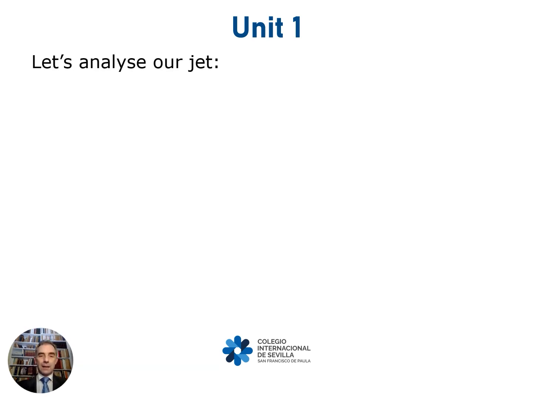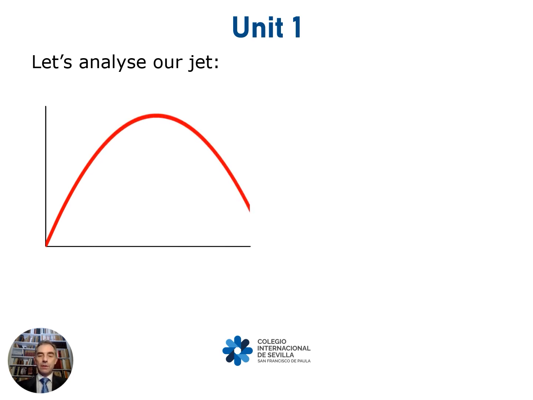Let's now analyze our jet. We will draw an enlarged version of the scheme on the previous slide. First of all, we need to define the senses, on each axis. For the vertical one, we will choose upwards because the motion starts going up. And on the horizontal axis, we will choose towards the right because that's the displacement we have. Second, we set the origin of coordinates. The origin of coordinates will be the origin of the motion because that will make things easiest for us. So now we have our reference system.